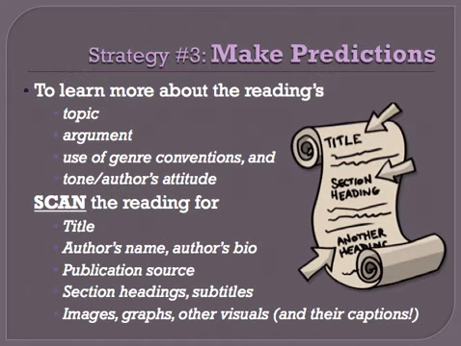And before reading strategy number 3 is to make predictions. So now that you've established your purpose and activated your previous knowledge about the reading's topic, argument, or genre, you can scan the reading for clues and make predictions. Scanning a reading involves looking at surface elements like the title, the author's name or biography, and then any headings, images, graphs, or other visuals within the text. The title can offer you information not only about the reading's topic, but also about the tone the author is taking toward the topic. Looking at the author's name or biography, if there is one, can help you understand some things about the author, and you can then make predictions about how the author feels toward the topic.